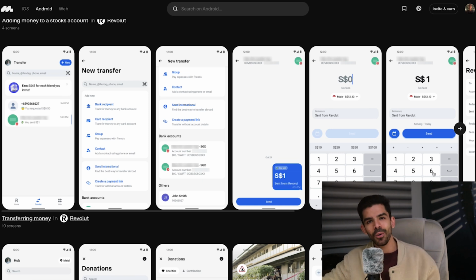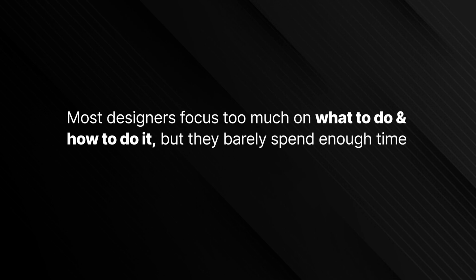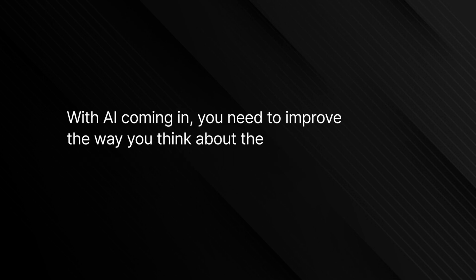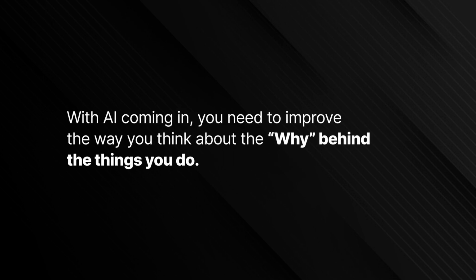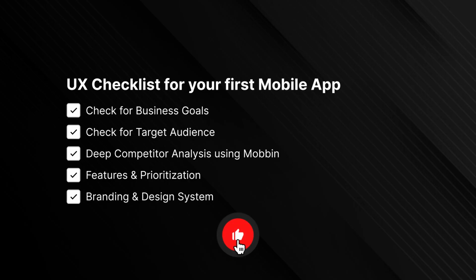Now, most designers think that their entire work is about making UI or conducting research. They focus too much on what to do and how to do it, but they barely spend enough time thinking about why we need to do this. With AI coming in, you need to improve the way you think about the why behind the things that you do. And I know I've mentioned too many things, so here is a very short checklist for each and every important stage of what you need to do when you start your first mobile app project.